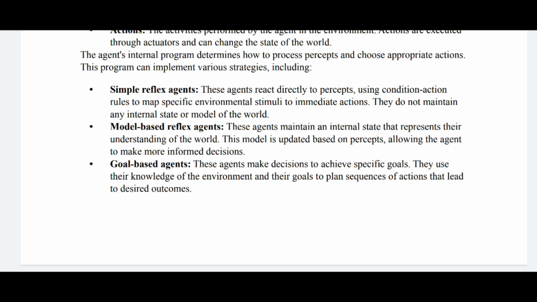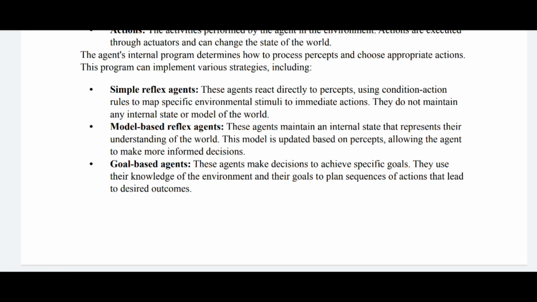They do not maintain any internal state of the model of the world. The simple reflex agent means if you give the sensor any problem, they directly give the actions. There is no thinking of mind, and they cannot think anything. If it is good or bad, they can provide direct answers only. That is a simple reflex agent.